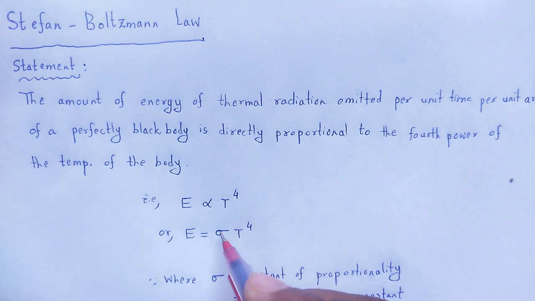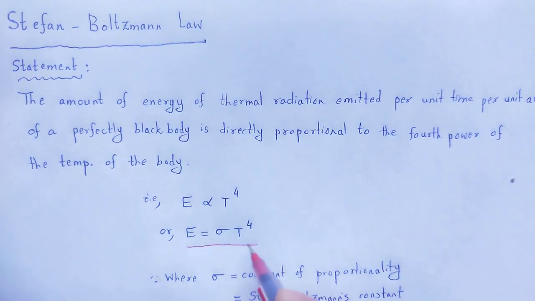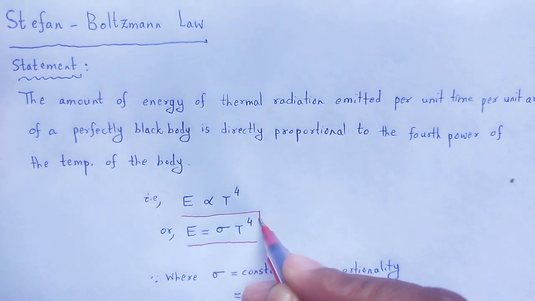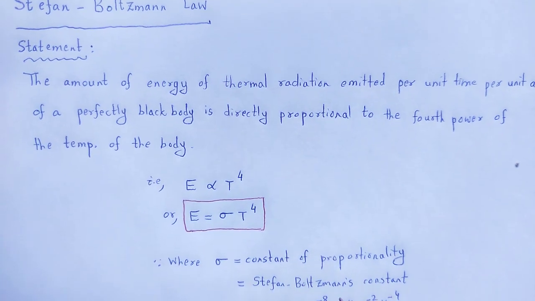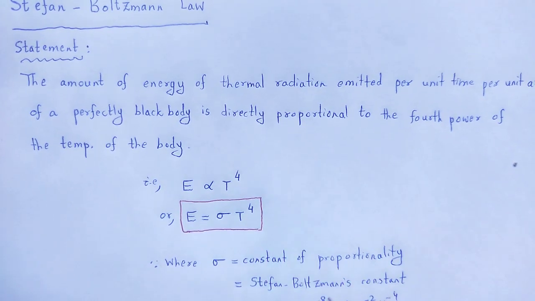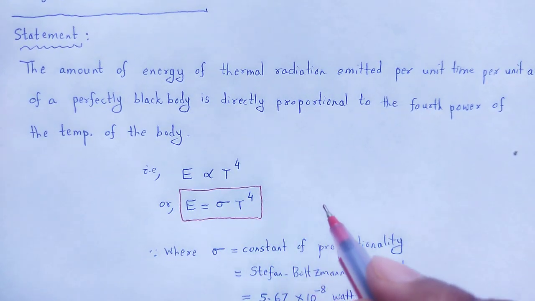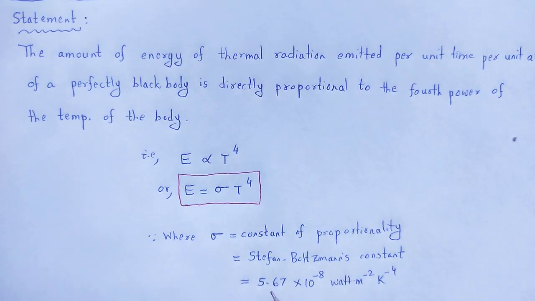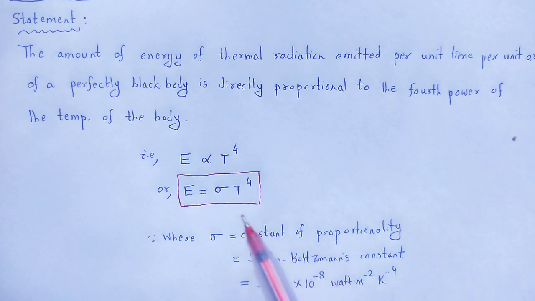We use the proportionality constant sigma. So, E is equal to sigma T to the power fourth, whereas sigma is called the constant of proportionality, which is called Stefan-Boltzmann constant, and the value of that particular constant is equal to 5.67 into 10 to the power minus 8 watt meter minus 2 Kelvin minus 4. Sigma is equal to E divided by T to the power fourth.